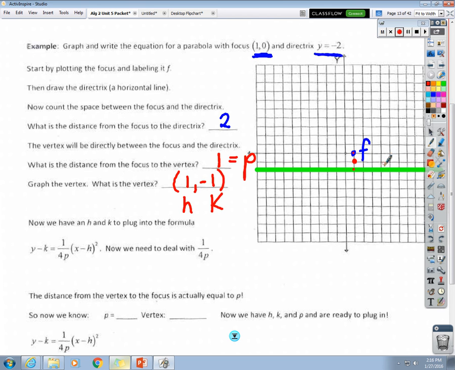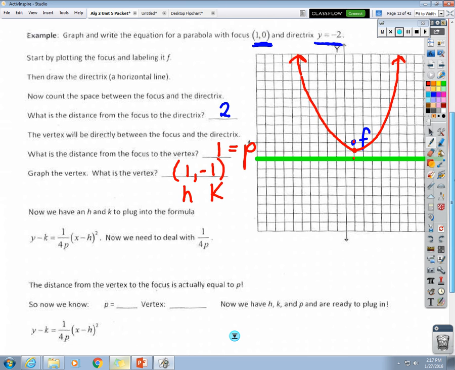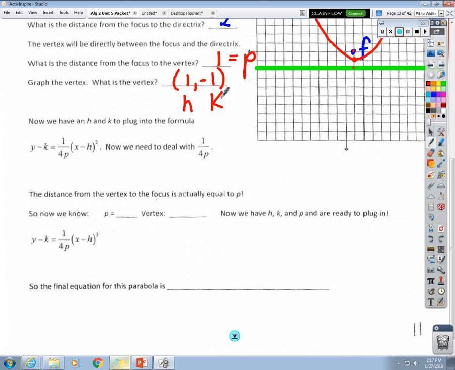But first, let's draw in the parabola. Is this parabola going to open up or down? Up, because remember, if the focus is above it, it's going to open up because it eats the focus. The focus is always on the inside of the parabola, and the directrix is always on the outside. Okay, so now we're going to write the equation of that parabola using the information we've obtained.